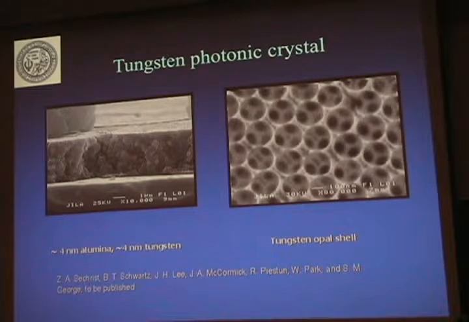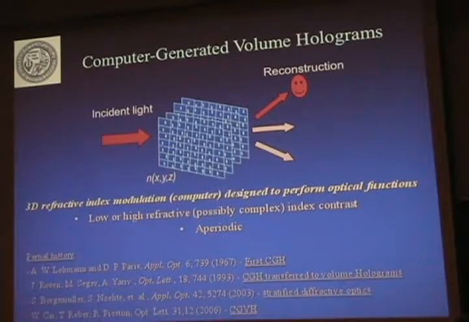If you introduce a defect in a photonic crystal, you introduce a waveguide by generating a line of defects. But what will happen if we have an arbitrary aperiodic 3-dimensional structure? And that's what I call here a computer-generated volume hologram. We could discuss what would be the appropriate name, but given my background, I call these holograms. In general, I say any arbitrary 3-dimensional index modulation is computer designed for some optical function.